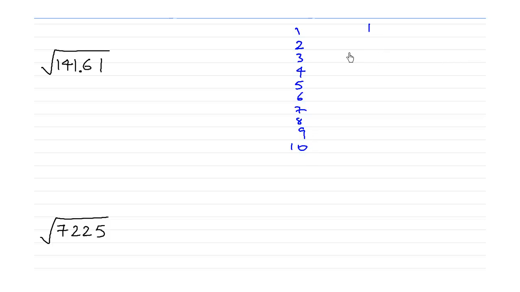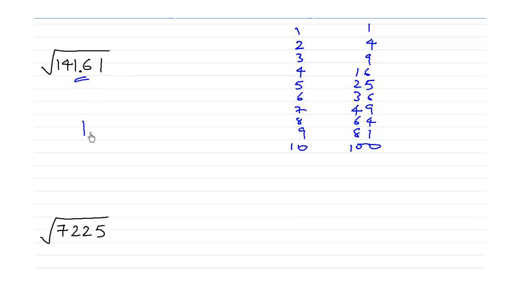The square of 1 is 1, the square of 2 is 4, 3 square is 9, 4 square is 16, 5 square is 25, 6 square is 36, 7 square is 49, 8 square is 64, 9 square is 81, 10 square is 100. How will we find the square root of 141.61? First of all, let us ignore this decimal point for some time.